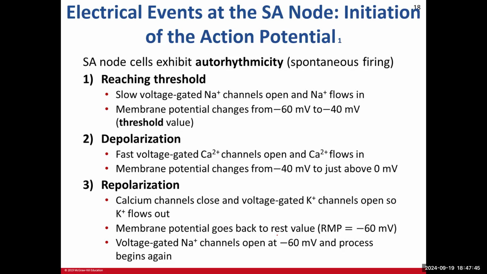So when we talk about reaching our threshold, here's how it happens. We're going to start off with our slow voltage-gated sodium channels, like we saw in the neurons. Those will open up, but notice the term slow. That means sodium is slowly going to enter the cell. So what does that do to the inside of the cell? When sodium enters, what does it do to the polarity of the inside of the cell? It makes it less negative, right? And what's that called?